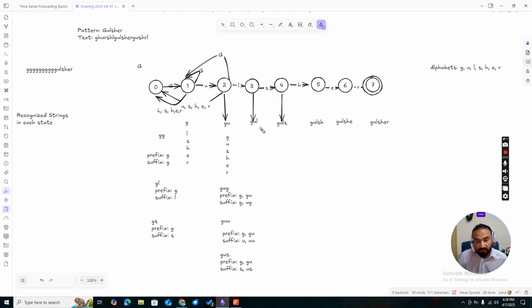Now we are in the third state, and the string which is recognized is GUL, right? Within the third state, the string recognized is GUL. Now we need to study all the possibilities for the third state. So if S occurs, we will be transiting from the third state to the fourth state. But what if instead of S, the other possibilities occur, right? So what are those other possibilities?